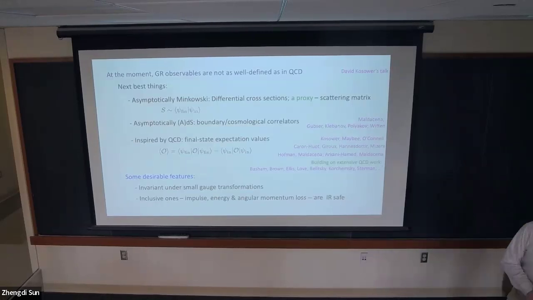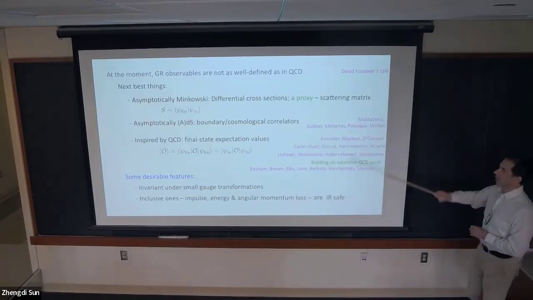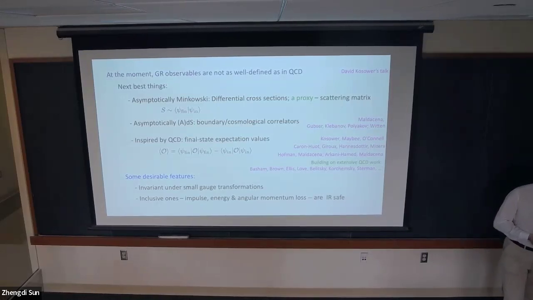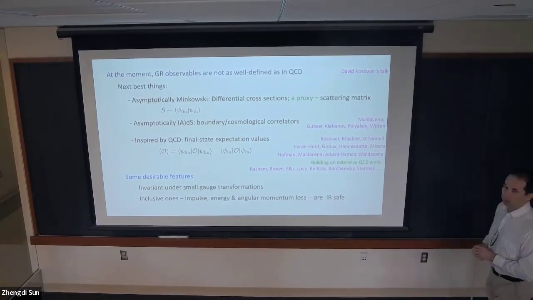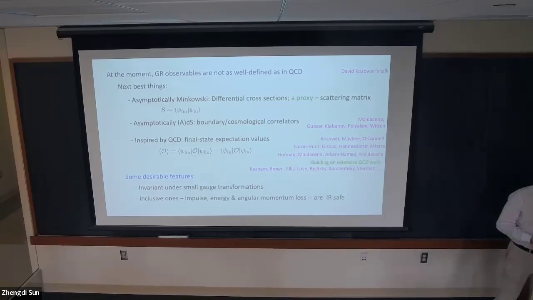And part of the issue is that, as David was rightfully emphasizing not too long ago, at the moment, the GR observables are not as well defined as they are in QC. Basically, the reason has to do with the fact that there are no local observables in GR that one can actually trust. And at the same time, we are here and we are now, and we are making measurements here and now. Therefore, we have to somehow find a way to deal with this locality.